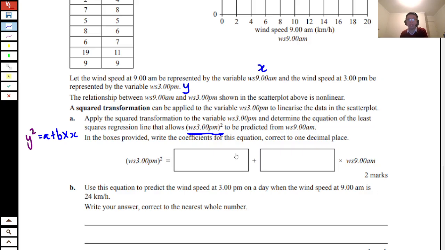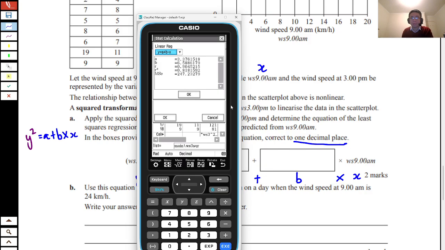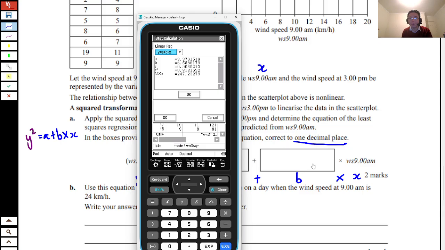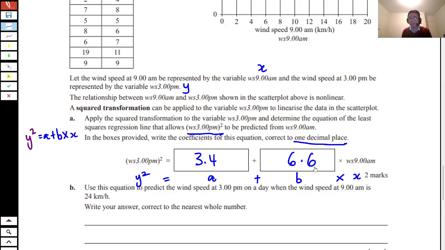Now we need to be careful that we write the numbers in the right boxes. You'll notice that it's y squared equals x times my slope plus my intercept, rounded to 1 decimal place. So the number 3.376 will round to 3.4. And my other number, 6.588, will round to 6.6. Notice there are 2 marks for this question, so 1 mark for each number.